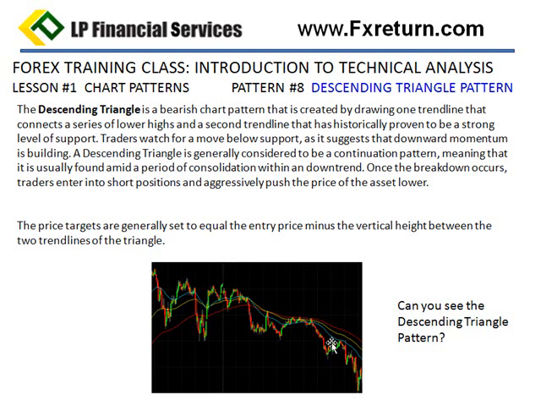A descending triangle is generally considered to be a continuation pattern, meaning that it's usually found amid a period of consolidation within a downtrend. Once the breakdown occurs, traders enter into short positions and aggressively push the price of the asset lower. The price targets are generally set to be equal to the entry price minus the vertical height between the two trend lines of the triangle. Can you see the descending triangle pattern?